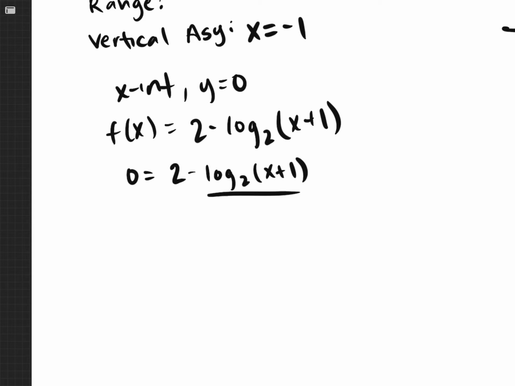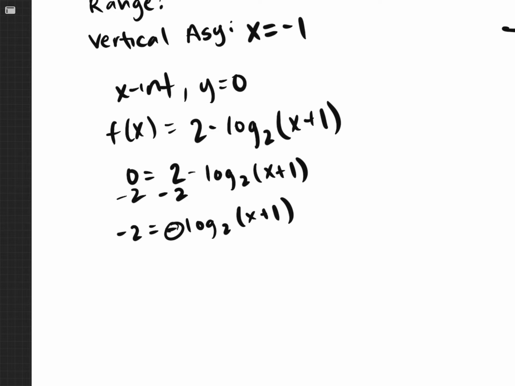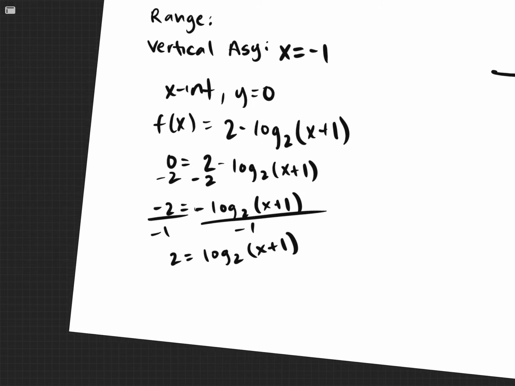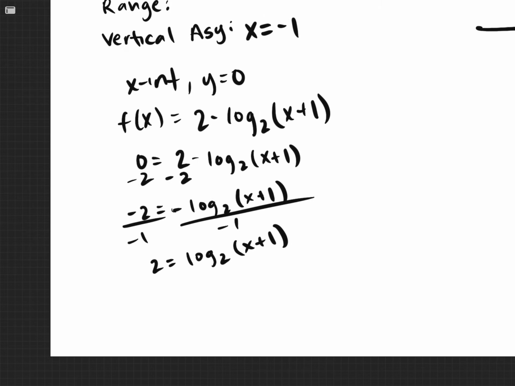The first thing we want to do is isolate this log base 2 of x plus 1. What I would do is we can just subtract 2 here, right? Move it over. We do the opposite function. That's our inverse. We have negative log base 2 of x plus 1. And then to get the log completely by itself, let's get rid of this negative here. To get rid of it, we just divide both sides by negative 1. So we have 2 equals log base 2 of x plus 1.